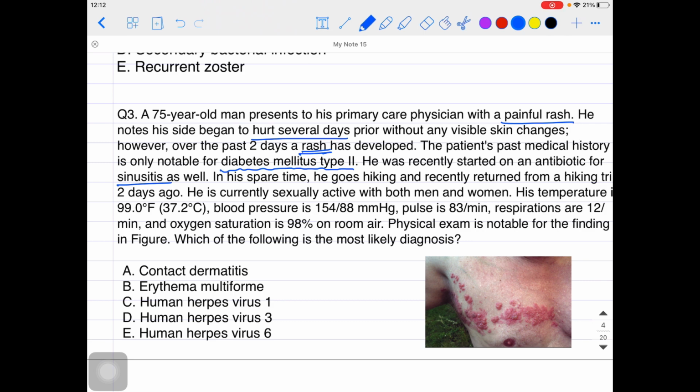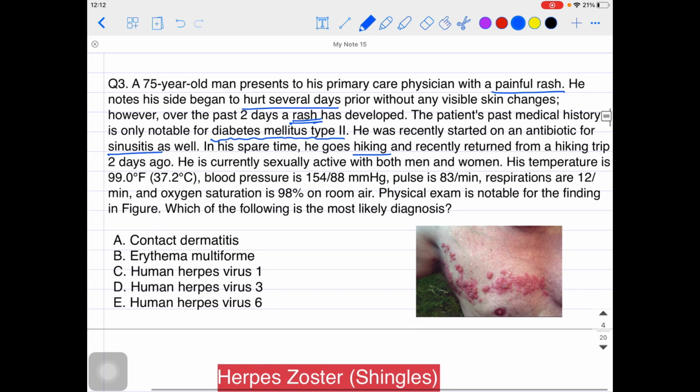In his spare time he goes hiking and recently returned from a hiking trip 2 days ago. He is currently sexually active with both men and women, and his temperature is 37.2 degrees Celsius. BP is on the higher side, 154/88, pulse is fine, 83, respiration 12 per minute, oxygen saturation is fine, 98% on room air. Now physical exam is notable for the finding in the figure.